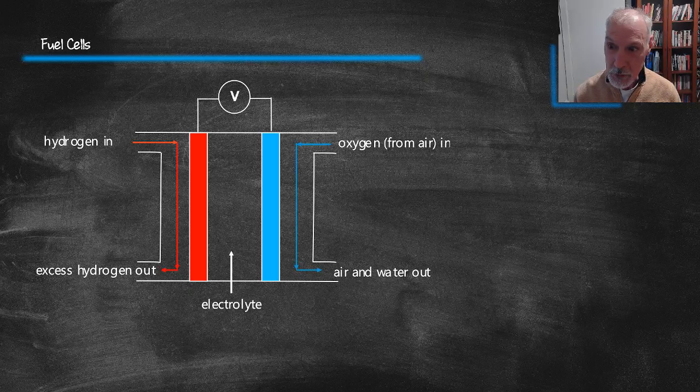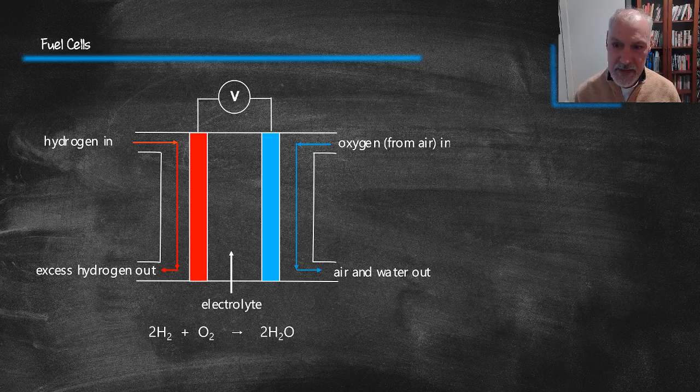In the diagram below, we can see hydrogen entering on the left-hand side and the excess hydrogen coming out at the bottom to be reused again. On the right-hand side, we have oxygen captured from air being used as the other fuel, and coming out the bottom, oxygen and the product, water. The overall reaction is given here.